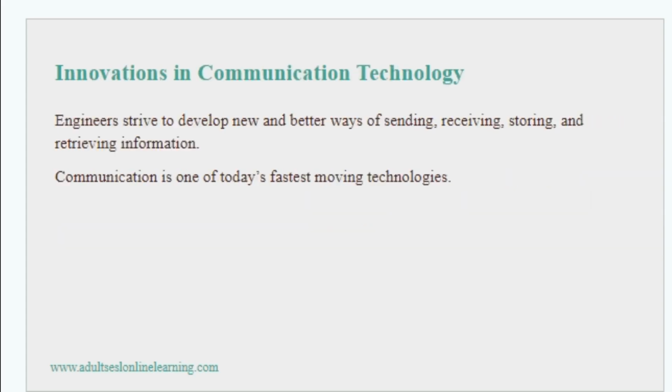Innovations in communication technology. Communication technologies are constantly changing. Engineers strive to develop new and better ways of sending, receiving, storing, and retrieving information. The internet itself is changing. Blogs, message boards, and online communities have made it more personal. People with similar interests are finding more ways to connect. Communication is one of today's fastest moving technologies.